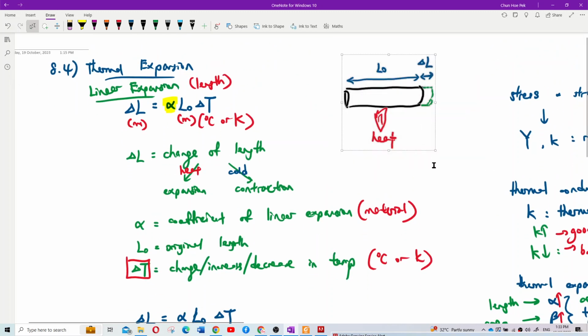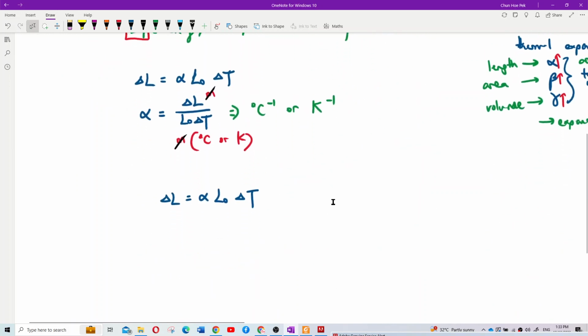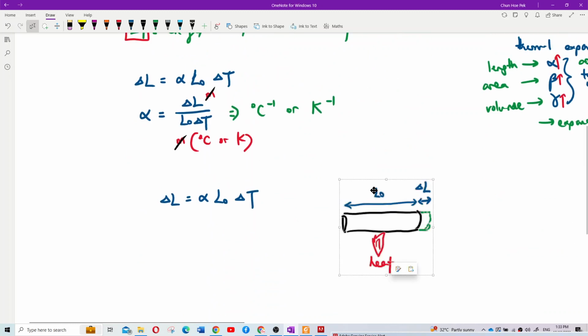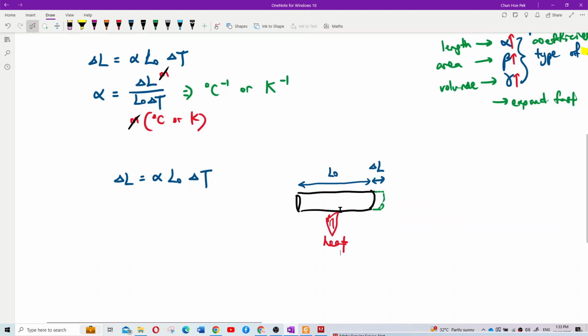Let me copy this. Now, when this metal rod is under fire, heated up, how much is the change of length? The question is how to determine the amount of change of length. Or I can say, what factor contributes to the change of length? The change of length is based on what factor?